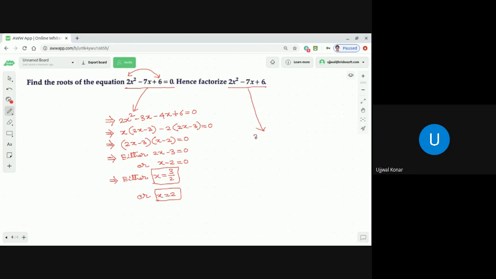So it should be 2 into, that is a into, x minus alpha, that is x minus 3 by 2, into x minus beta, that is x minus 2. Correct or not? So that is equal to 2 into x minus 2 into x minus 3 by 2. So that is equal to 2x minus 3 into x minus 2. That is the factorization. Clear or not clear?